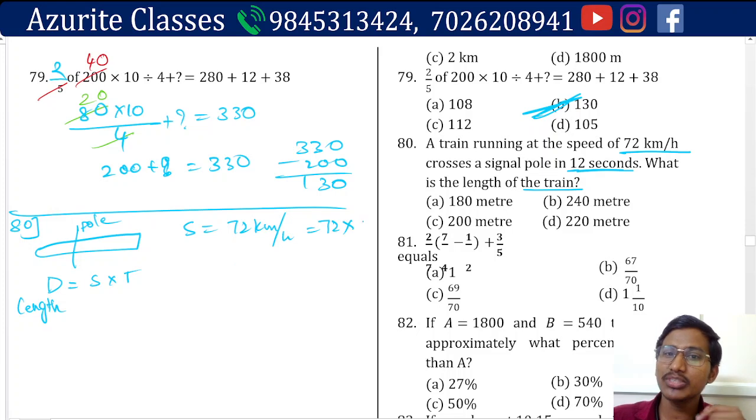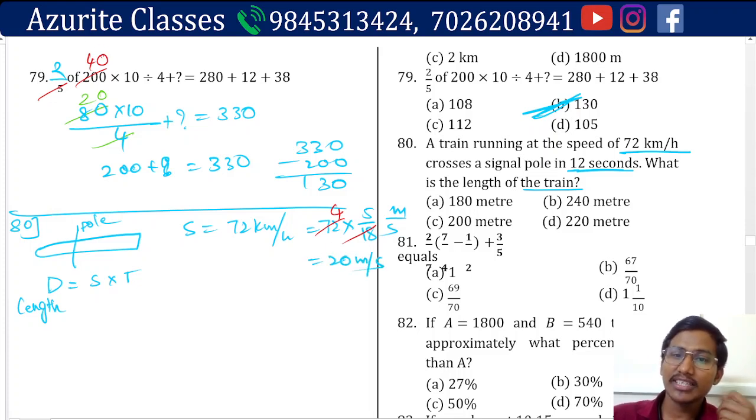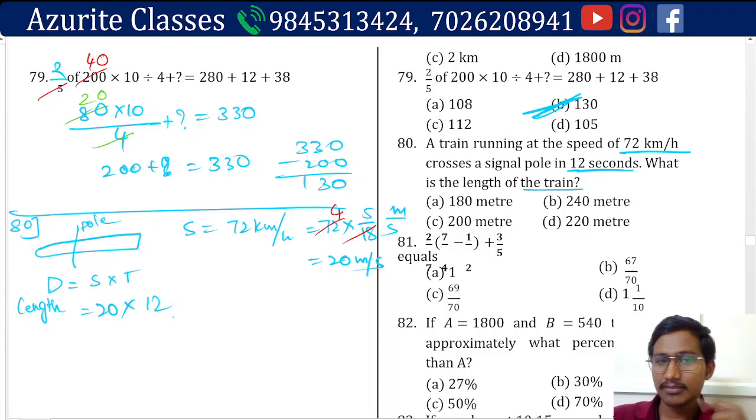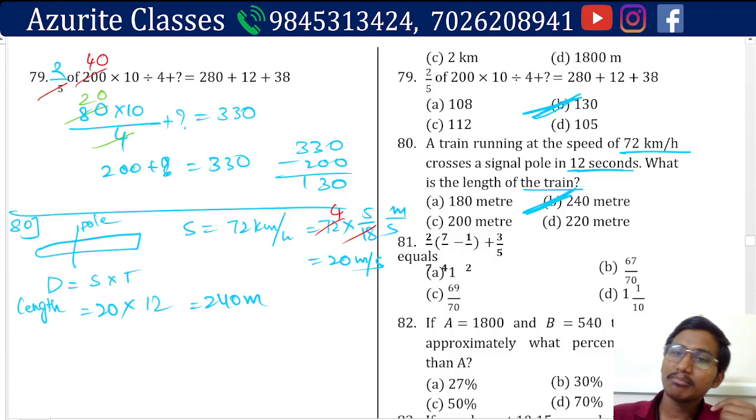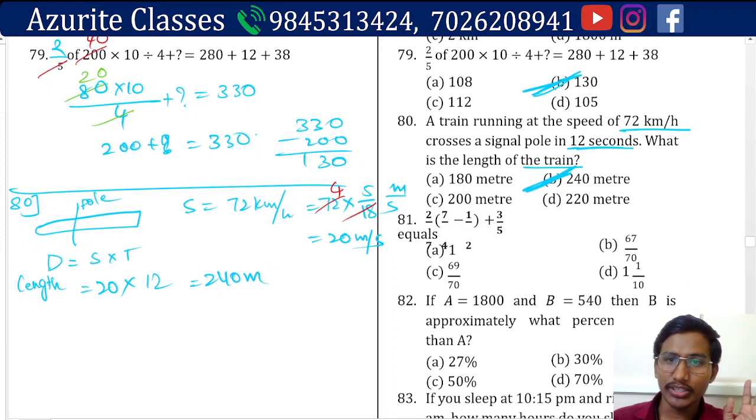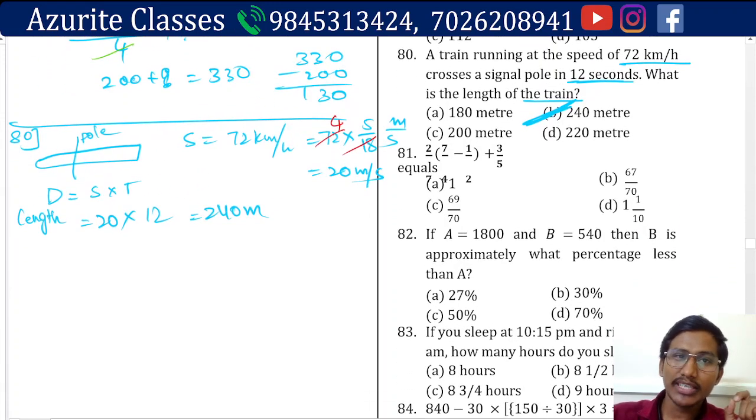So 72 into how much do we have to multiply? Meters per second is smaller, so 5 by 18, 5 is smaller. 72, 4 5s are 20 will be the answer. So 4 into 5, 20 meters per second is the speed. The speed came as 20 meters per second and the time is 12 seconds. So 20 12s are 240 meters, which will be the answer, option B. Okay, I hope you understood it. Now let us do the next question here.